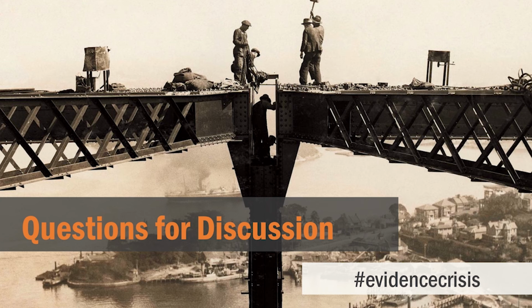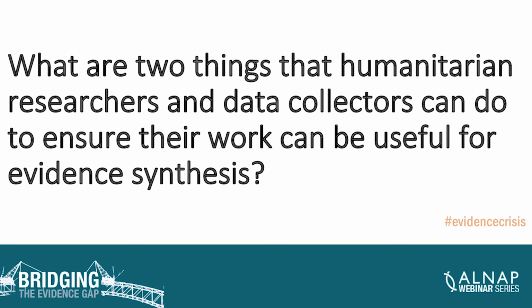So Roxanne at Feinstein, you've talked about what it means to do an evidence synthesis and systematic review, and you've also discussed, quite honestly, the difficulties that your teams faced in using this method. You talked about issues in particular about the quality of data that was available, or the quality of research and studies that were available. So we'd like to ask you, what are two things that humanitarian researchers can do to ensure that their work will be useful and used in an evidence synthesis?